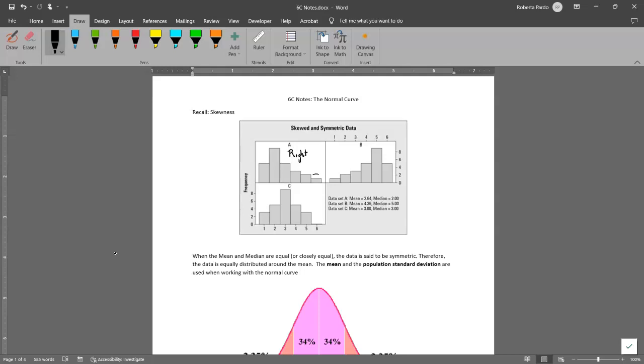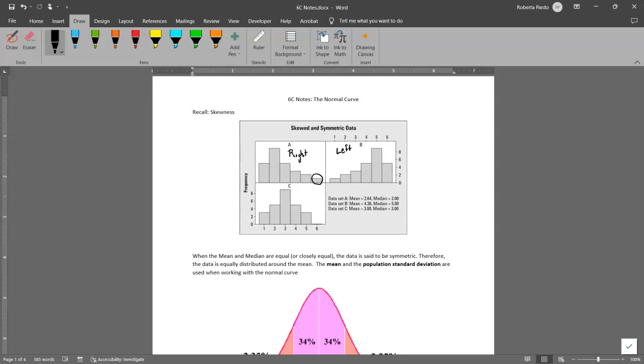In this case, in B, the mean is actually being pulled by this one outlier over here, and this time the mean is much smaller than the median, and so the mean is being pulled towards the left-hand side, so this is left skewed. Again, don't let your eyes deceive you, because it's all about which direction the mean is going.